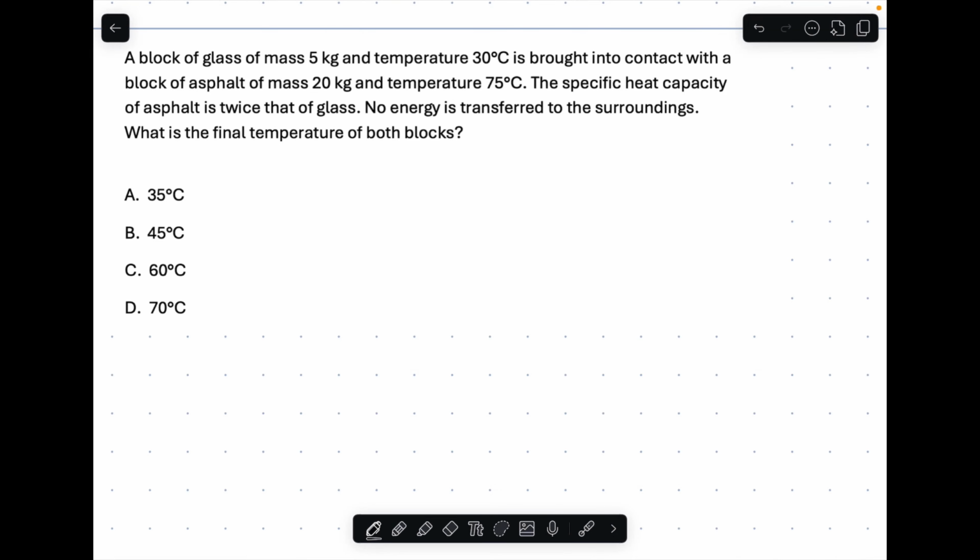The question here states a block of glass of mass 5 kilograms and temperature 30 Celsius is brought into contact with a block of asphalt of mass 20 kilograms and temperature 75 Celsius. The specific heat capacity of asphalt is twice that of glass. No energy is transferred to the surroundings. What's the final temperature of both blocks?